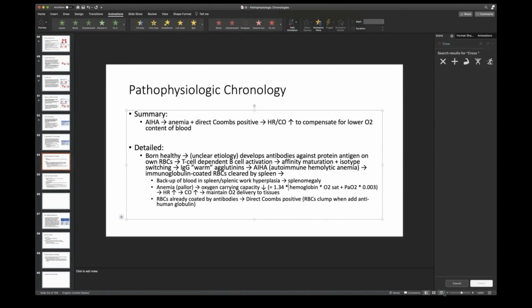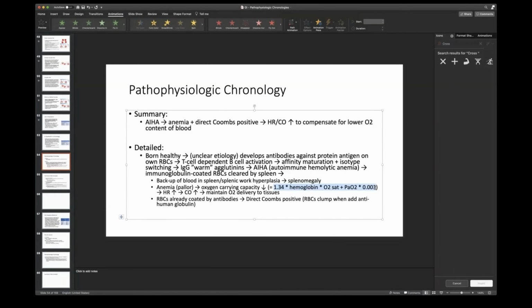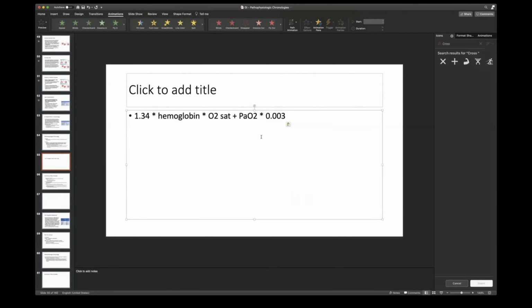And what this equation is basically telling you is, let's do the math. You'll never do this in real life. It's useful to do the math, because it shows you what the point of this equation is. So a normal PaO2, let's say, to make the math easy, is 100.